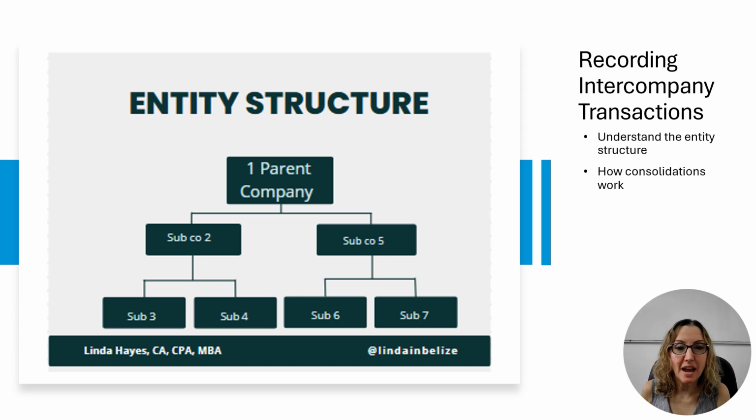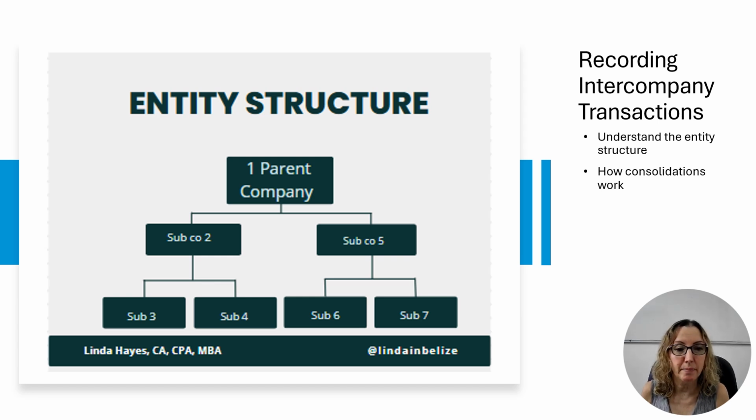So the first step on recording an intercompany transaction and doing consolidations is to understand the entity structure. So I've put just a summary here of something that could be an entity structure. So you have one parent company, and perhaps that company is the only one you need to do consolidated financial statements for. And then under the parent company, they have two subcompanies. One I called subcompany 2 and subcompany 5. Those are the two right underneath the parent.